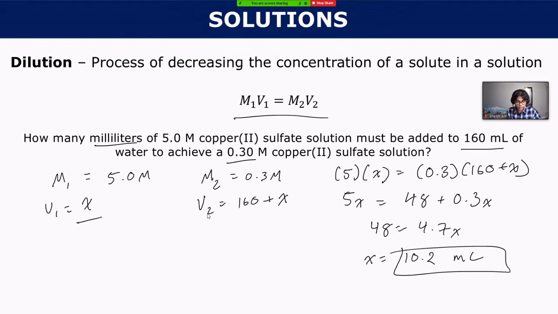So the big takeaway here is that the second volume is to be added. So you have two solutions being combined. So you don't want the volume of one or the other, you want the volume of them both. So make sure you include that in your calculations.